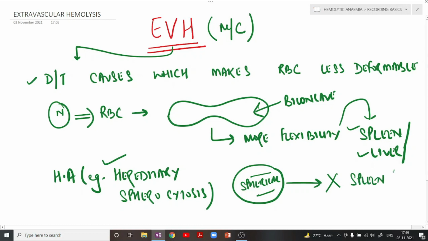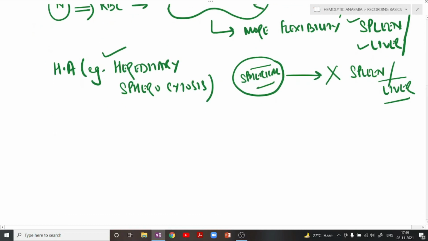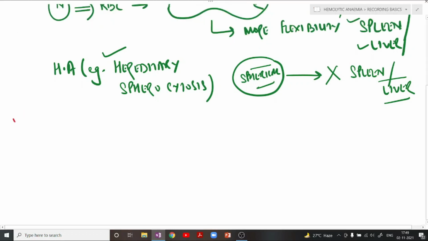Okay, so when such deformed RBCs are going to enter the spleen and liver, they are going to get sequestered. They are going to get caught up. Okay, so they will not be able to pass easily, leading to its premature and increased destruction inside the spleen. Okay, so let me give you a fair bit of an idea. Over here, let me write down what is happening.